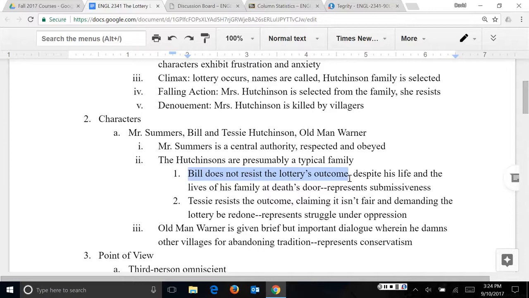She blurts out that it was unfair that they were chosen, that something was wrong. And she even tries throwing her in-laws, her extended family, into the mix, saying that they should draw again. And of course, everyone chimes in. Even her own husband chimes in. No, that's only fair. That's how it works. That wouldn't be fair if they had to draw twice. So despite his own life, and despite the lives of his wife and his kids, at the fate of stones, he still does not resist, and he essentially represents submissiveness.